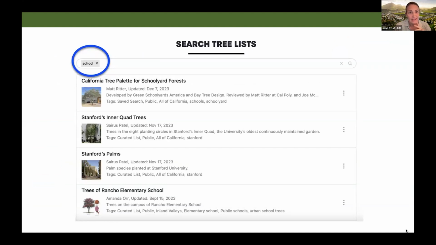So for example, I could click on the publicly available tree list, and I could search for every tree list that is related to the word school. And so any list that has that would come up here. If you worked for a consulting firm or a district, you could tag it with your district name or your firm name. Go ahead, next slide.